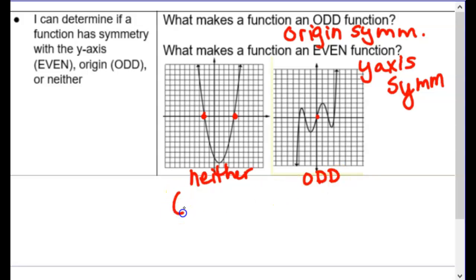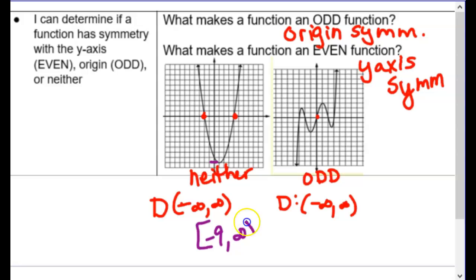By the way, just for practice, the domain for both of these would be all real numbers because they're going left to right. What about the range? What is the range on this parabola? Anybody tell what that is down there? -9. And this one would have a range of all real numbers because it goes up and down.